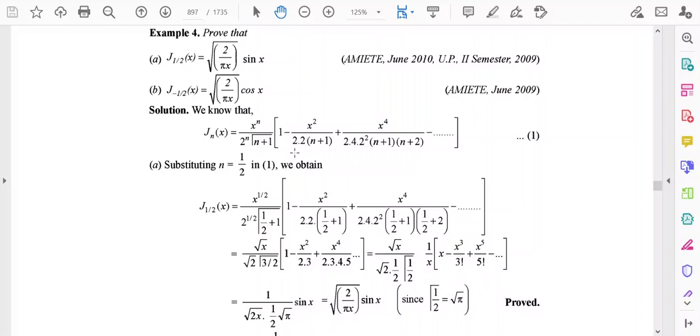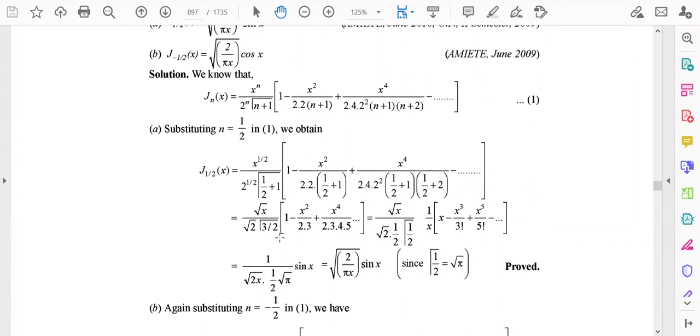If we put n equal to half in this expression, it becomes J half of x is equal to x to the power half divided by 2 to the power half times gamma of half plus 1, and then 1 minus x square divided by 2 into 3 plus x to the power 4 by 2, 4, 3, 5. We write half in place of n in all these terms. After simplification, basically this is 3 factorial, this is 5 factorial.